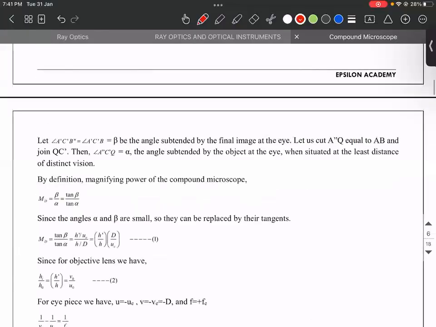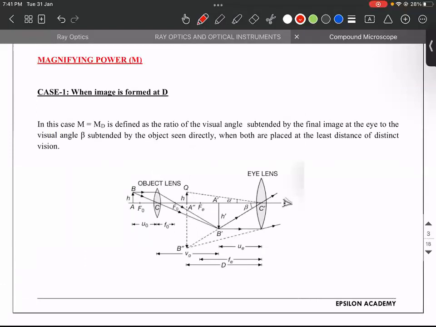The object is placed here, but the final image will be formed at the least distance of distinct vision. So when the image is formed at D, the magnifying power is equal to M_D. It is defined as the ratio of the visual angle subtended by the final image at the eye, which is beta, to the visual angle subtended by the object seen directly, which is alpha.